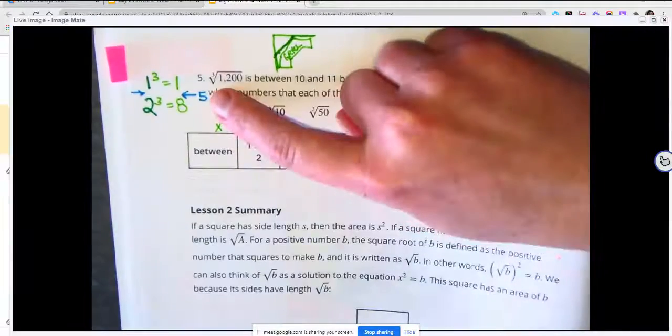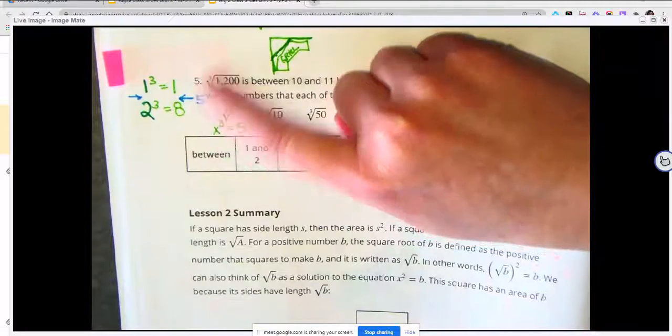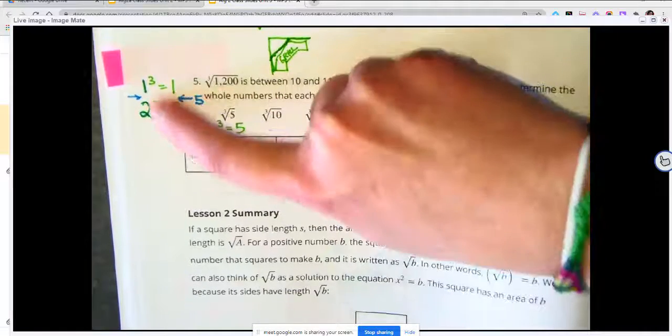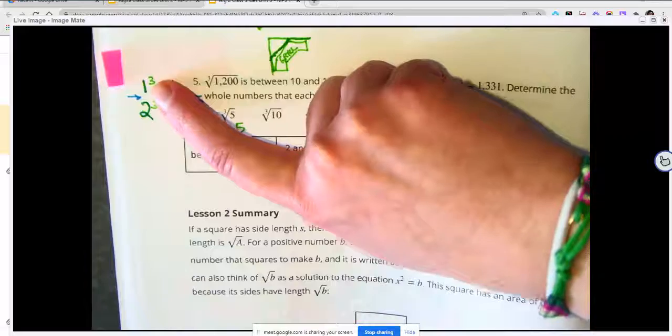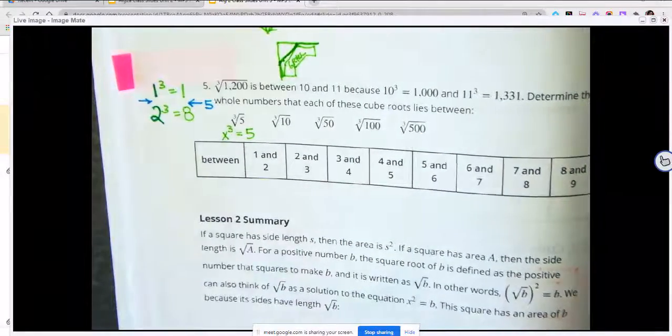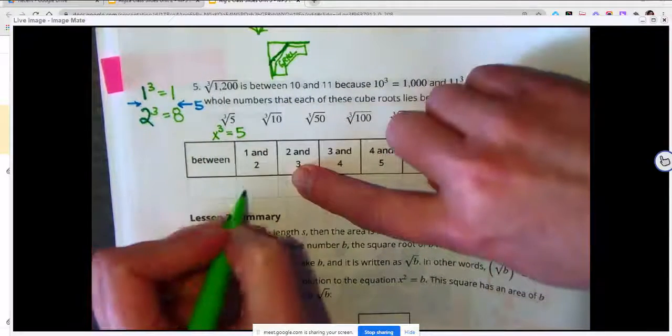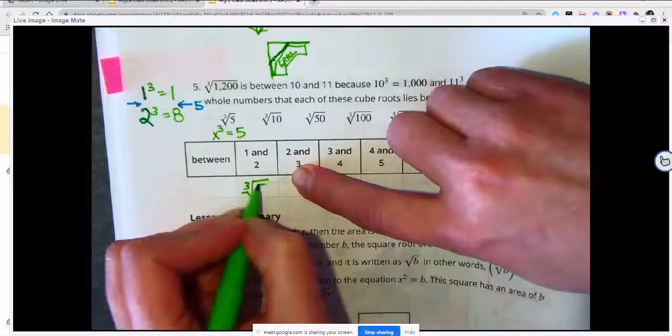I can also tell that 5 is a little bit closer to 8 than it is to 1, so my answer is going to be a little closer to 2 than it is to 1. Either way, the cube root of 5 is between 1 and 2, so let's put that cube root of 5 in between 1 and 2.